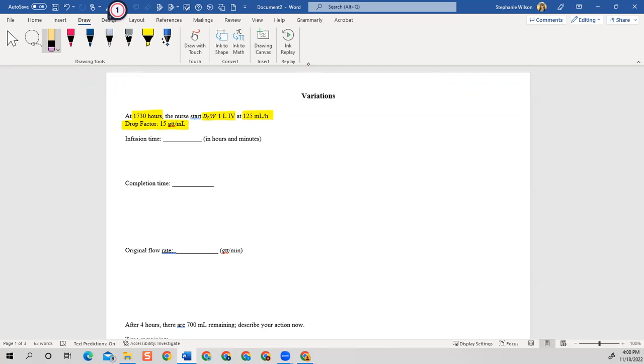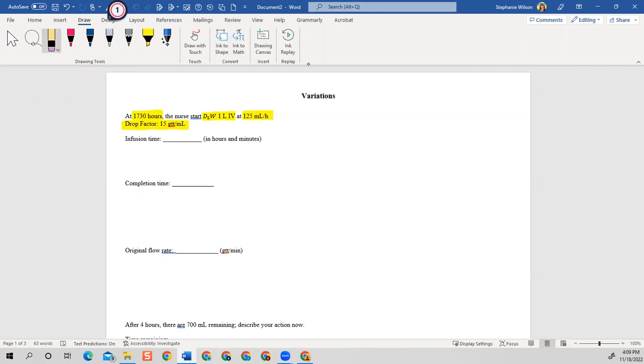Infusions, anytime you're talking about infusions, you will not take a partial drop. So you cannot say point something drops per minute or per hour or however it's calculated. You cannot say that. So we always round to the nearest whole number. So those are two things that I wanted to let you know right at the start. So let's solve for this.